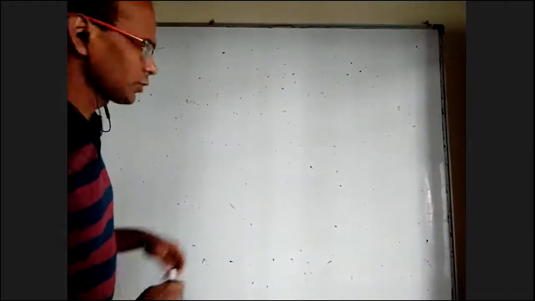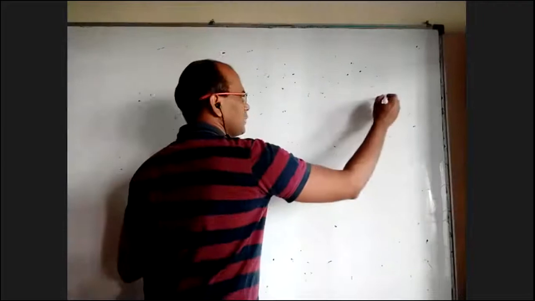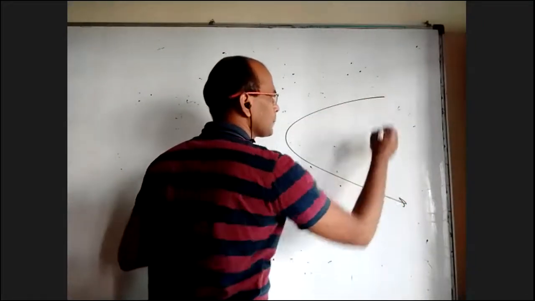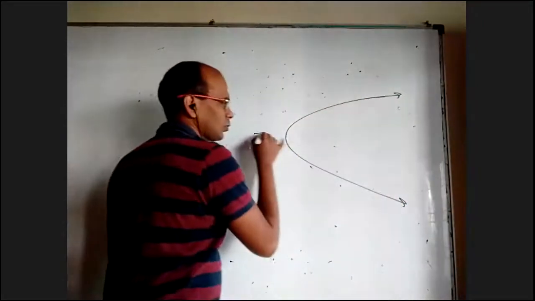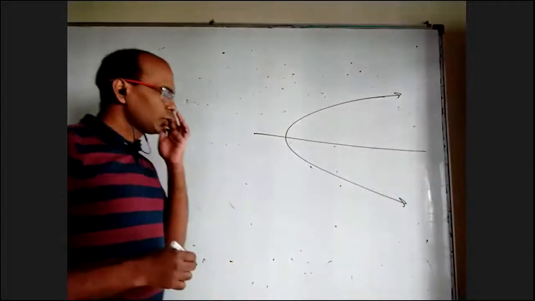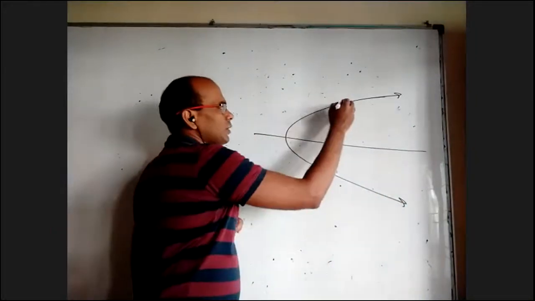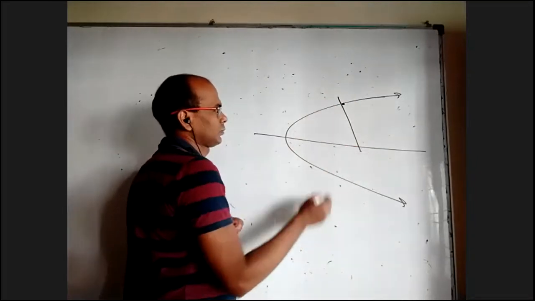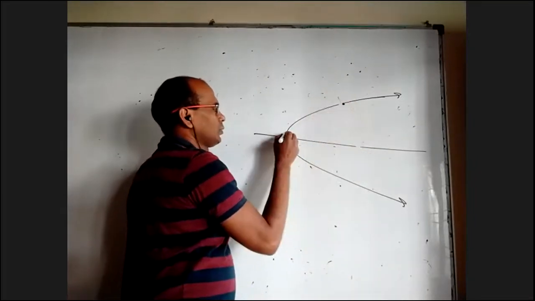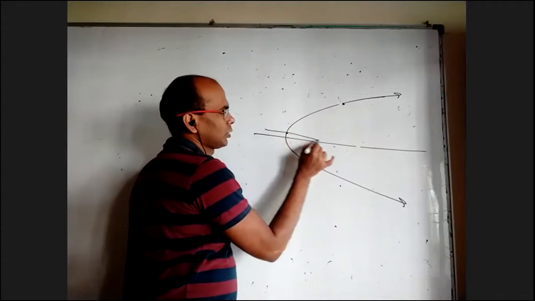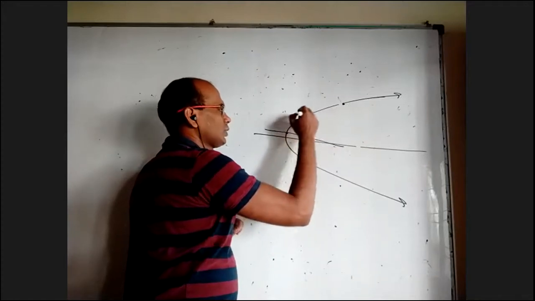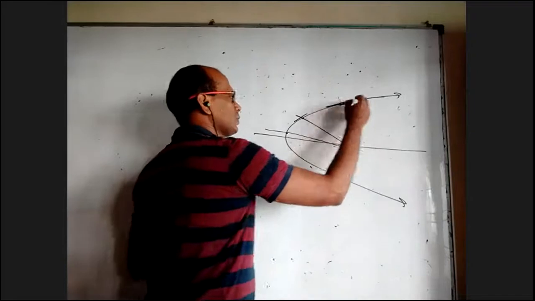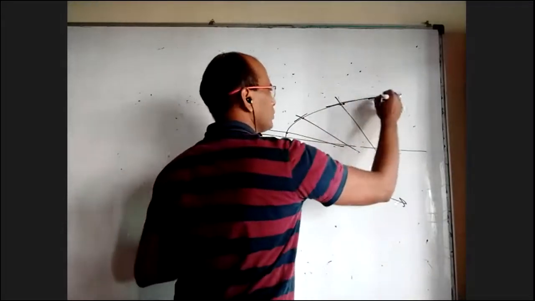Quite related to this, one more thing I can tell. You take any point on the parabola and draw the normal there. You take a point here, draw the normal. Take a point here, draw the normal. You can take a point here, draw the normal.